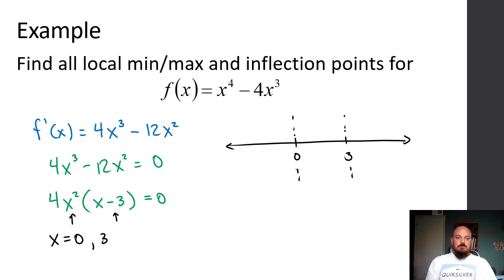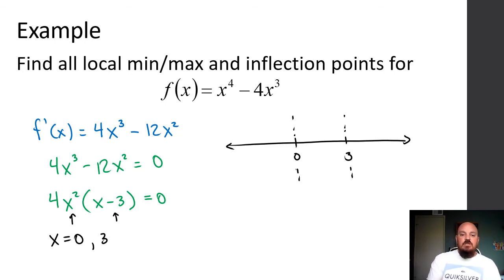So now what I'm doing is I'm going back to the first derivative test. I'm going to pick numbers from each interval, one less than 0, one between 0 and 3, and one greater than 3, and I'm going to plug them into f prime of x. I don't need the answer. I just need to know whether it's positive or negative.